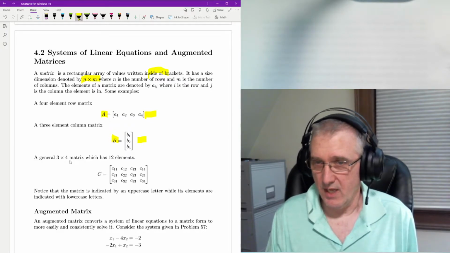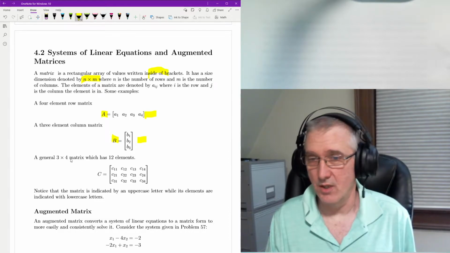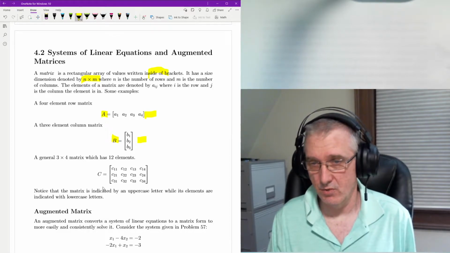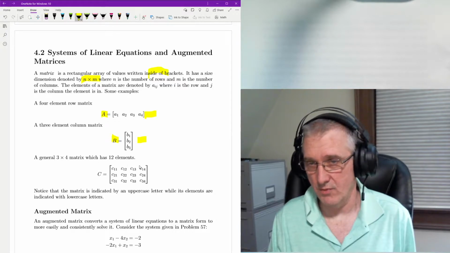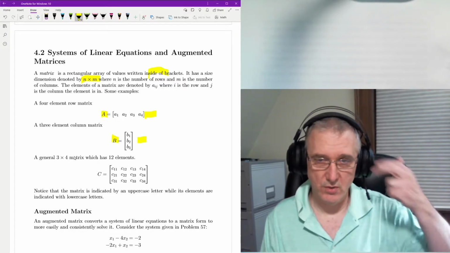So we're looking at another type of matrix here, matrix C. This is a 3 by 4 matrix. 3 rows, 1, 2, 3, and 4 columns. The number of elements is literally 3 times 4, so it has 12 elements.